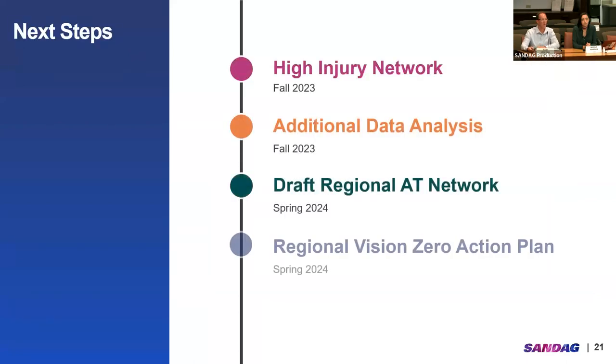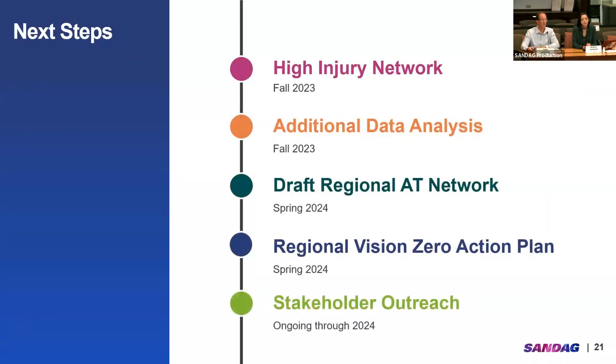A little bit on timeline, on next steps. So the high injury network will be working diligently through, along with additional safety analysis this fall. The draft regional active transportation network is set to be done this or next spring. The regional Vision Zero action plan is also set to be completed next spring. And then the stakeholder outreach is throughout this entire process, as Marissa went through all the outreach elements that we're working on.